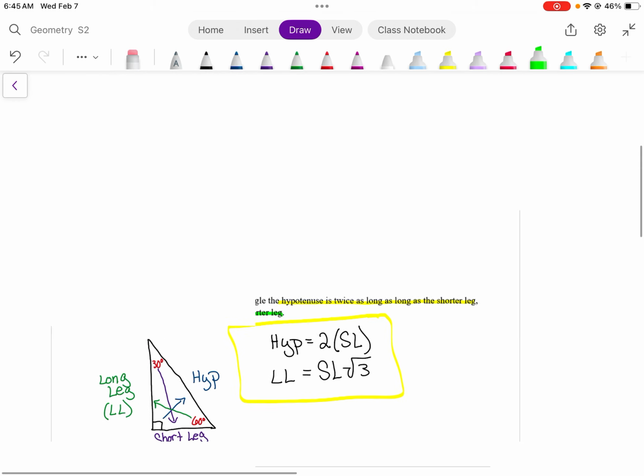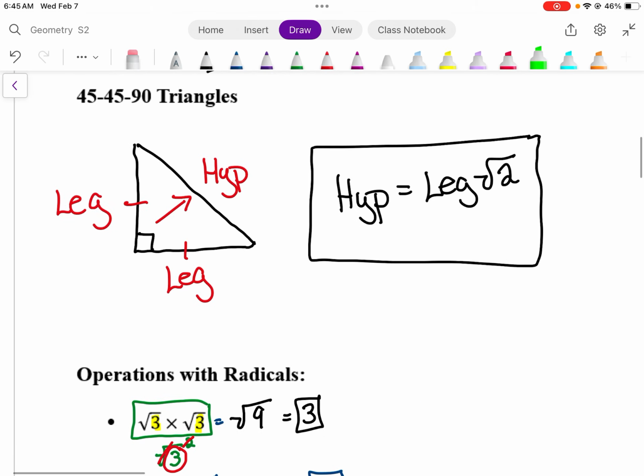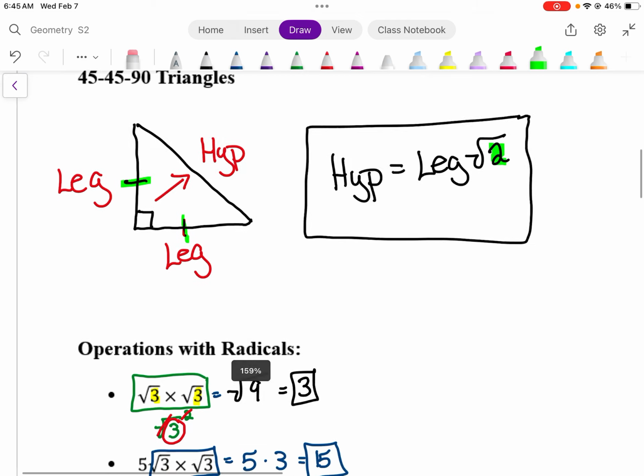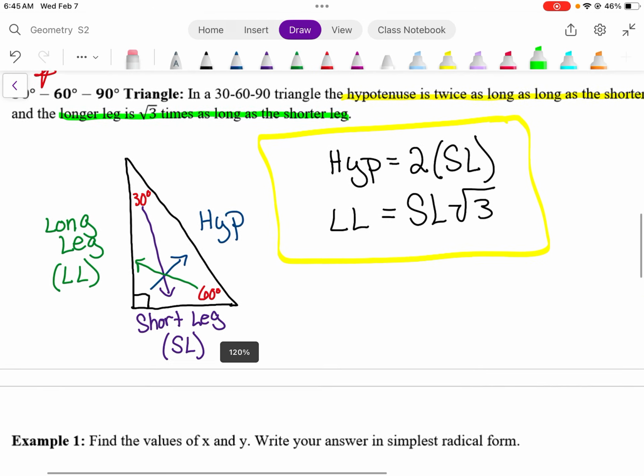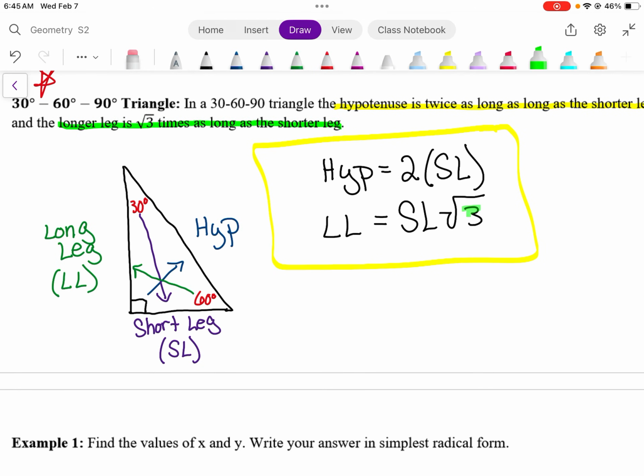And with the 45, 45, it was the square root of 2. And you could kind of think of there are two sides that are the same. And this one, there's the 3 under the square root. All three sides are different. So those are the things that I use to help me remember, am I supposed to use the square root of 2 or the square root of 3?